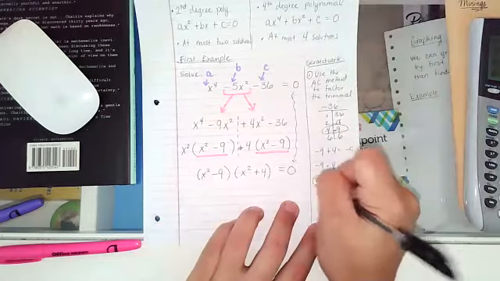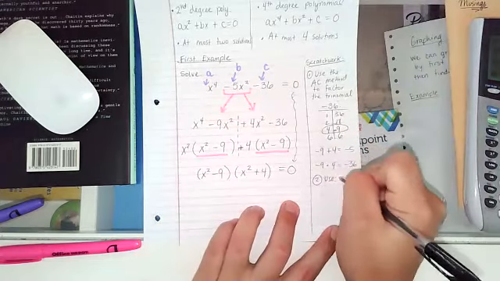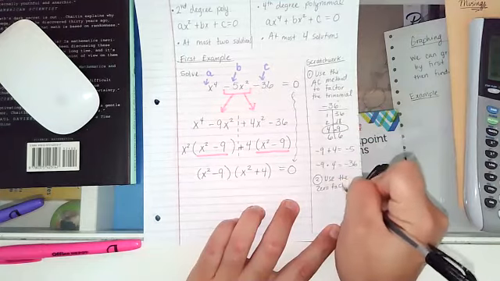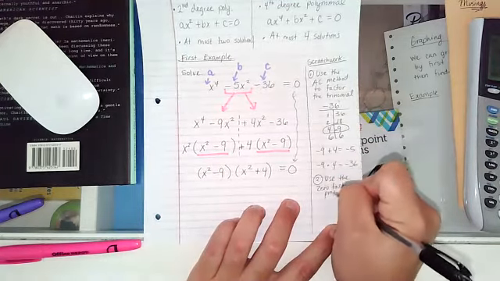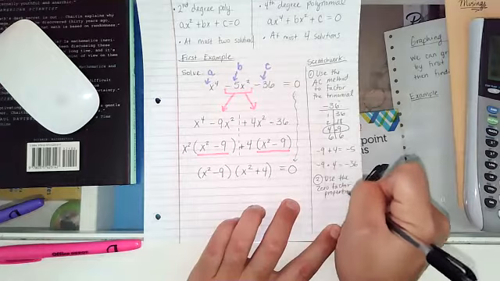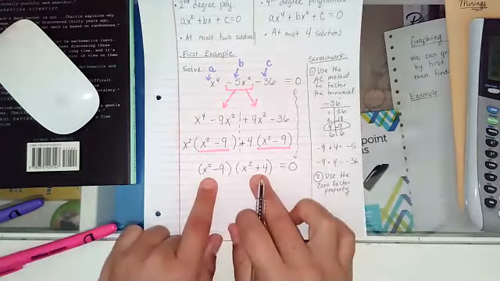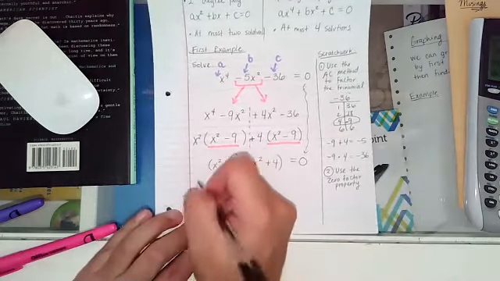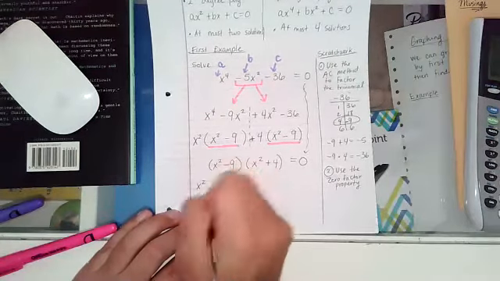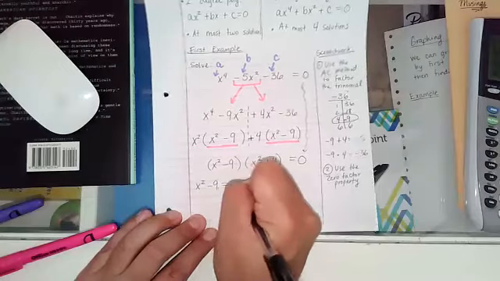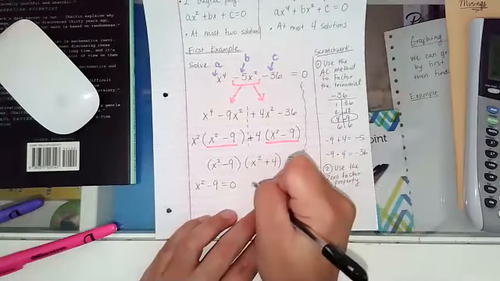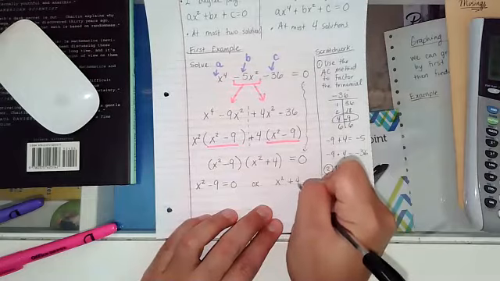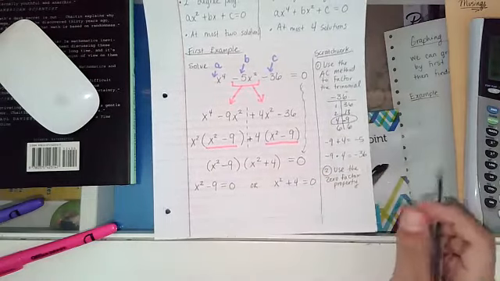So the second step is going to be use the 0 factor property, which in simple terms would just mean take these factors and set them equal to 0. So in this particular problem, we have x squared minus 9 is equal to 0, or x squared plus 4 is equal to 0.